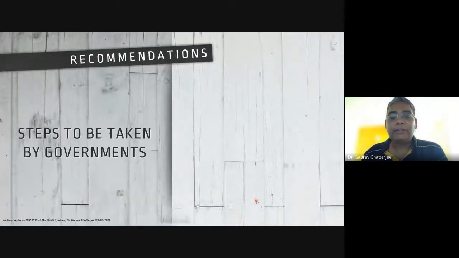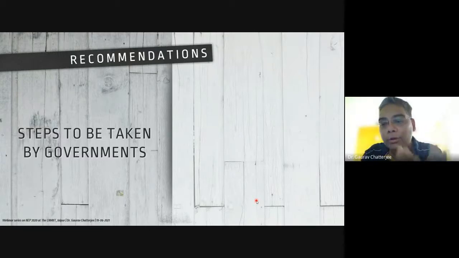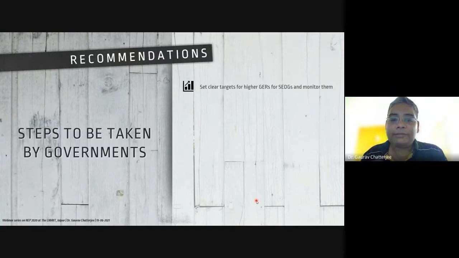So these are the recommendations that the policy has given. It's divided in 2 parts. One is a set of recommendations that the policy has given to the document, to the government, which the government will take, the steps that the government will take. First is to set clear targets for higher GERs and to monitor them effectively.